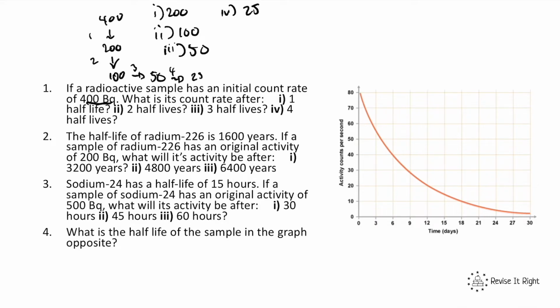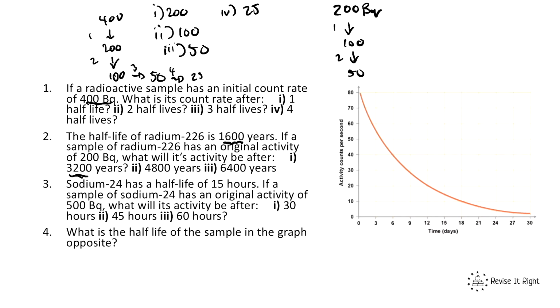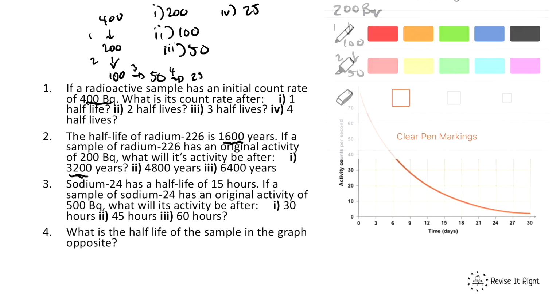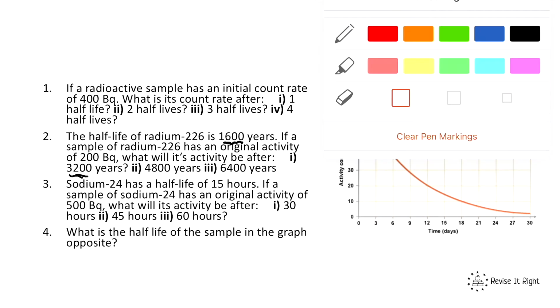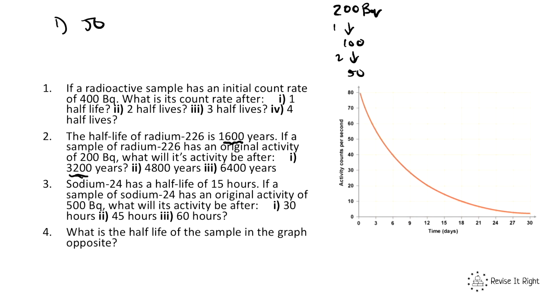Now for question 2, the half-life of radium-226 is 1,600 years. If a sample of radium has an original activity of 200 becquerels, what will be its activity after 3,200 years? So 3,200 years is 2 half-lives. So we need to go down by half. 1 half-life is 100, and then 2 is 50. So the answer for I will be 50.